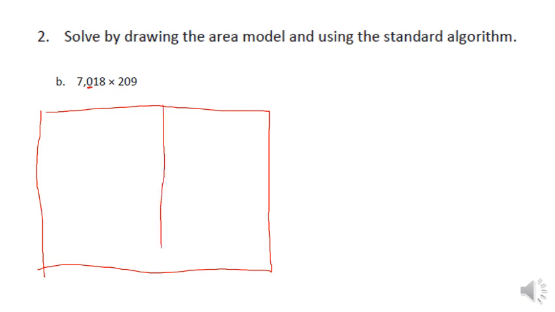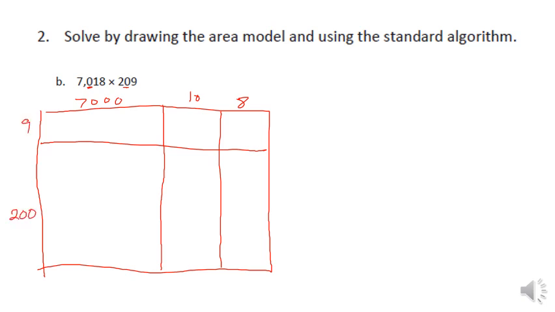So we're going to split this up into 3 sections because we have 3 place values that have digits greater than 0. So this one's going to be 7,000. We're going to have 10 and 8, 7,018. Now, once again, keeping with the same idea that we're not going to have a place value for 0, we're going to have 200 and 9, 209. So here we got 7,018, and we're multiplying by 209.